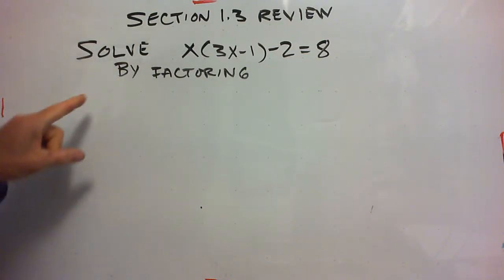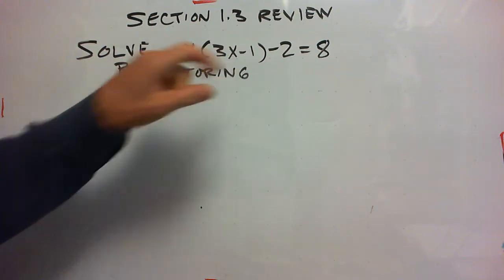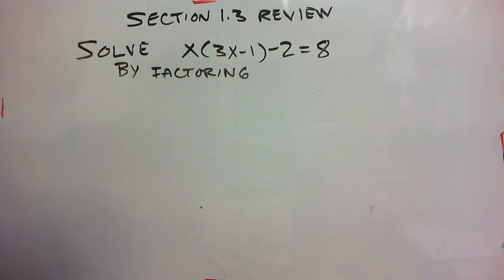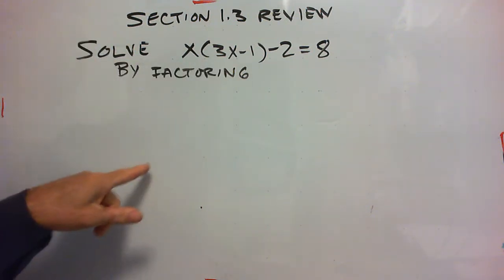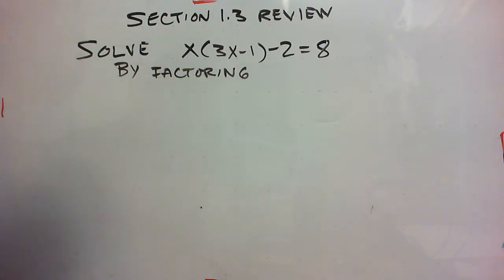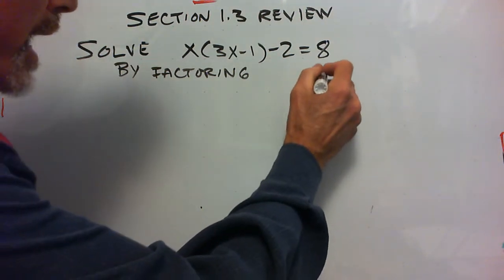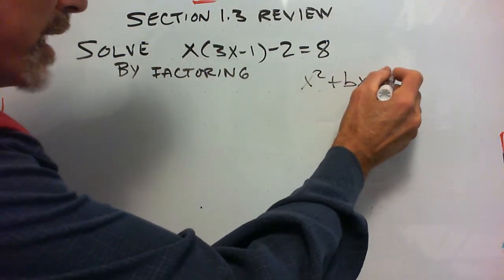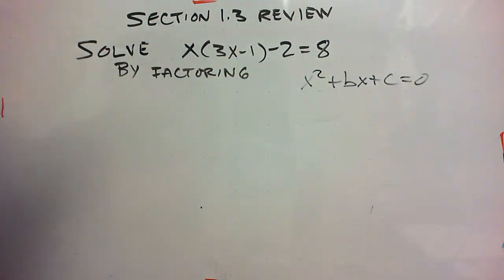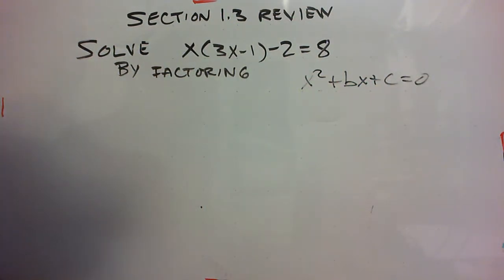And the first problem we're going to look at is solve x times (3x minus 1) minus 2 equals 8 by factoring. Now you might say, well, it's already factored. Well, no, it's not factored. To solve by factoring, you have to get all the terms on one side, multiply out everything, get it in the form x squared plus bx plus c equals 0, and then factor it. So do all that, then try and factor it, and then we'll go from there.